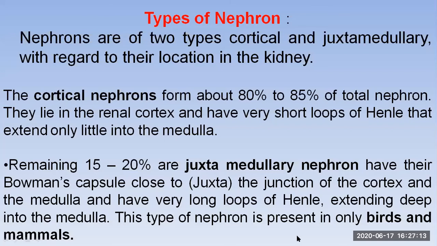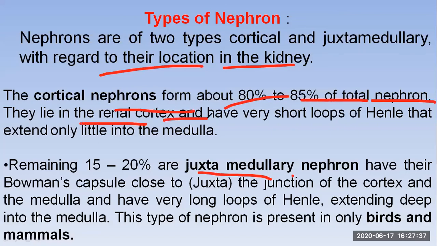So nephrons are of two types, cortical and juxtamedullary, with regard to their location in the kidney. Cortical nephrons are the ones found in maximum number. Their maximum portion is located inside the cortex region, and in juxtamedullary nephrons, the maximum portion is located inside the medulla region. Cortical nephron forms about 25% of the total nephron, and they lie in the renal cortex and have very short loops of Henle that extend only a little into the medulla.